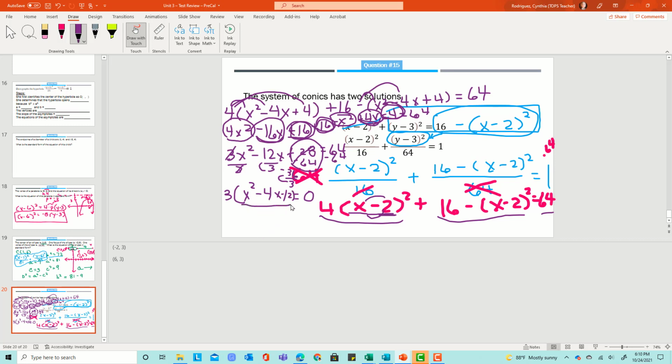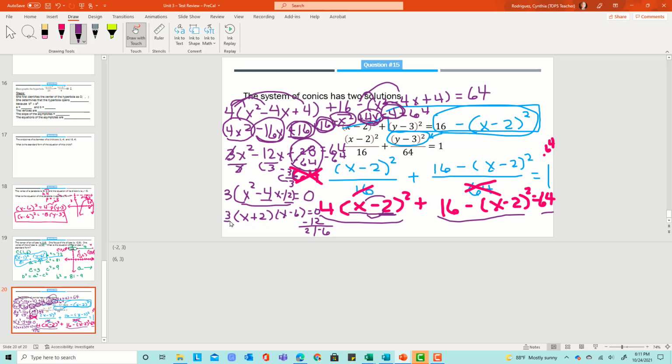Alright, now I'm going to factor this trinomial. I'm going to look at the factors of negative 12 that add to a negative 4. And the only thing I could think that would work would be 2 and 6. If I make the 6 negative, 2 times negative 6 is negative 12, which is what I'm looking for. And then 2 plus a negative 6 is a negative 4. So this factors into 3 times (x plus 2) times (x minus 6) equals 0.